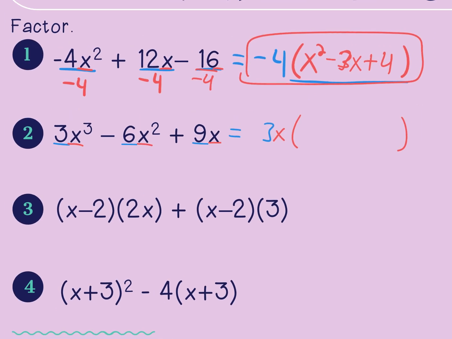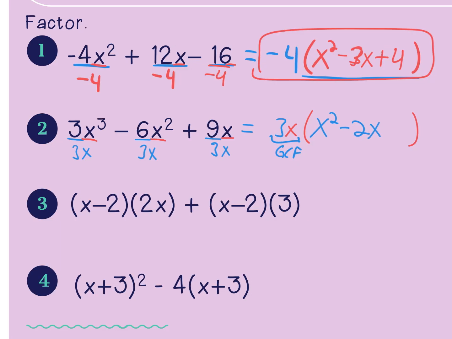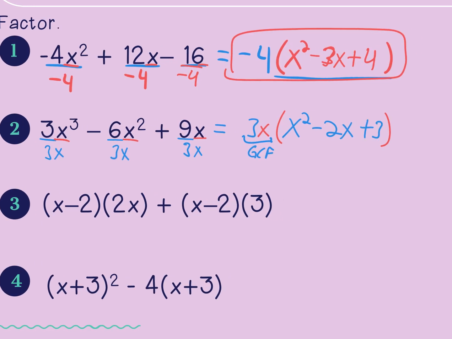All right, and then to get what's inside of the parentheses, we can divide everything by this greatest common factor, right? So I'm going to divide everything by 3x, 3x, and 3x. All right, what do I get in that first term? Good, right? Just x squared. 3 divided by 3 goes away. X to the third and x make an x squared. Good, minus 2x. And then what's the last one? Plus 3. Nice. And so this is our factored expression.